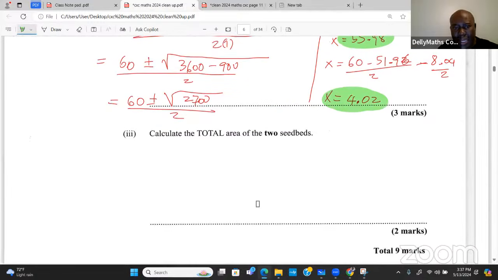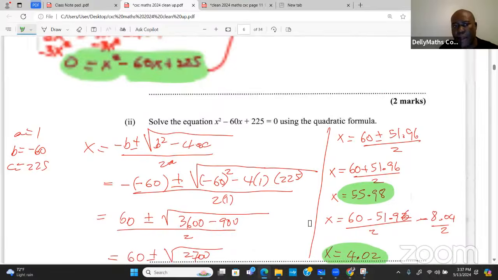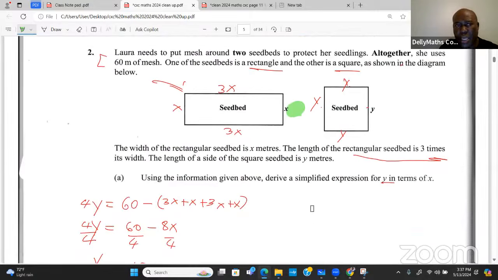Now, let's see what the next question says. The question says calculate the area of the two seabeds. All right, so we want to find the area of the two seabeds. Now we're going to have to check out the sides to see if they make sense in context. So let's go back. Let's see if the sides would make sense. So when we are here, take a look at what this is. Remember that y is equal to 15 minus 2x.